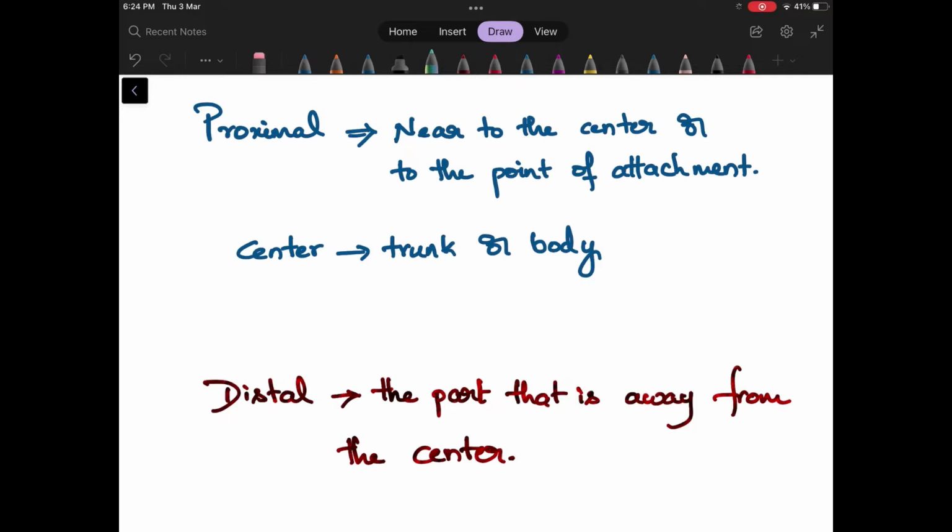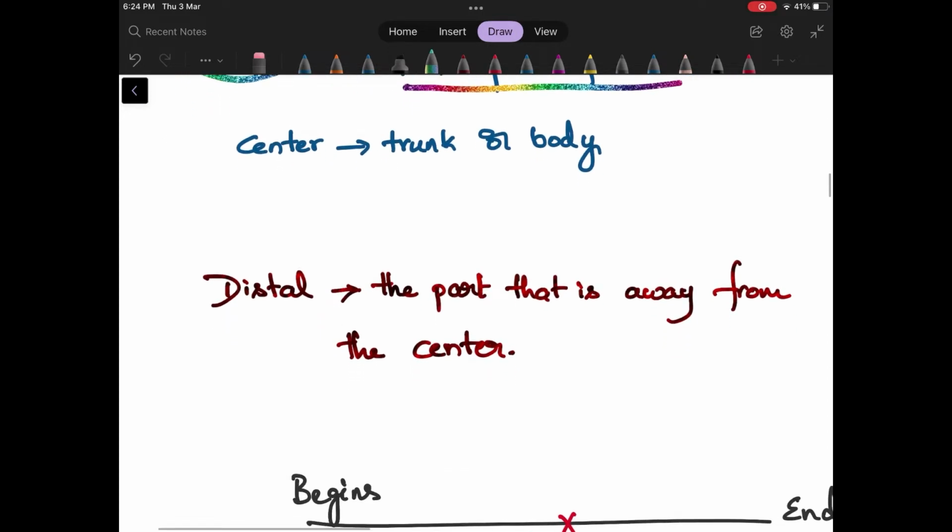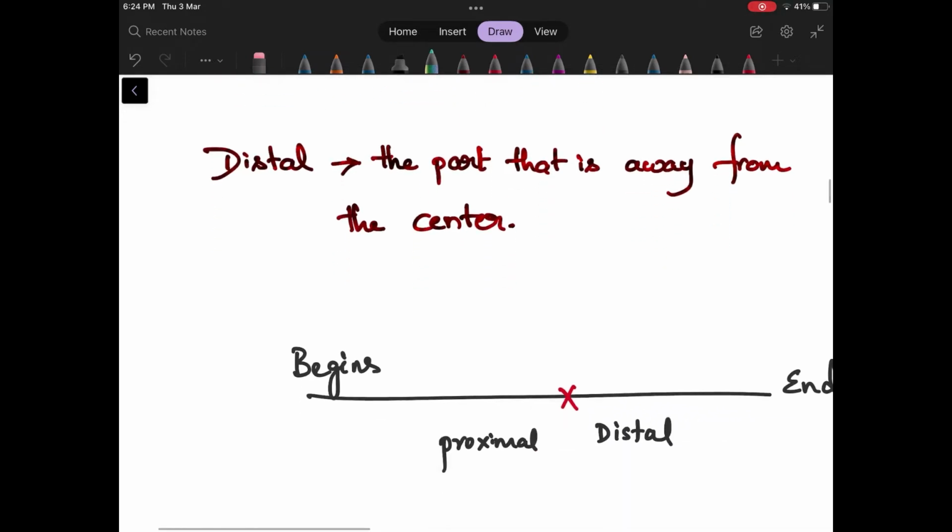If something is near to the center or to the point of attachment, then we will name it proximal. For example, while studying anatomy, usually the center means the trunk or body. If something is near to the trunk or the body, then we will say it is proximal. In a similar way, if the part that we are talking about is away from the trunk or the body, then we will name it distal.